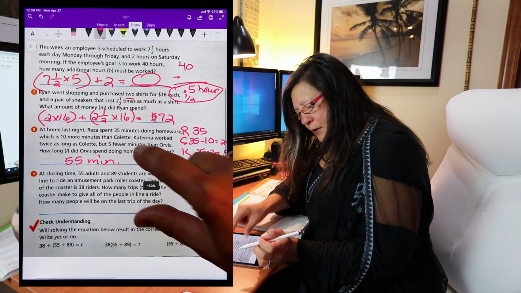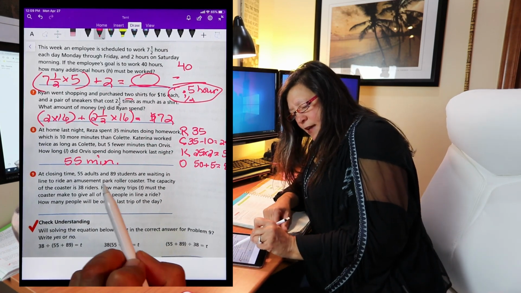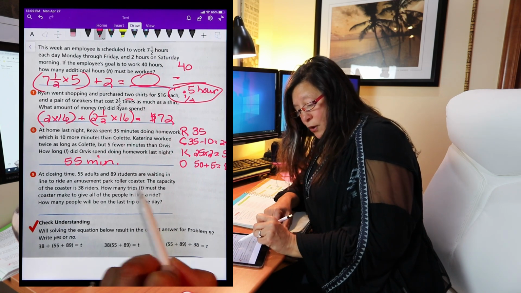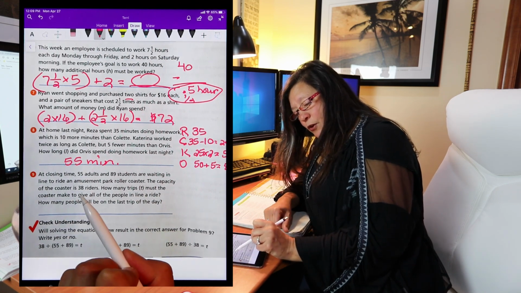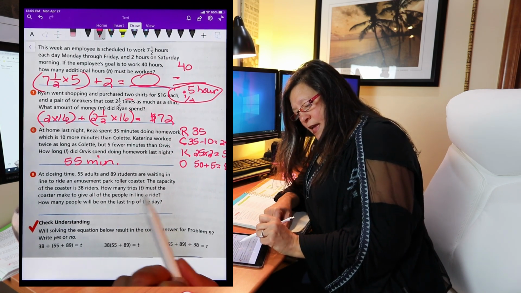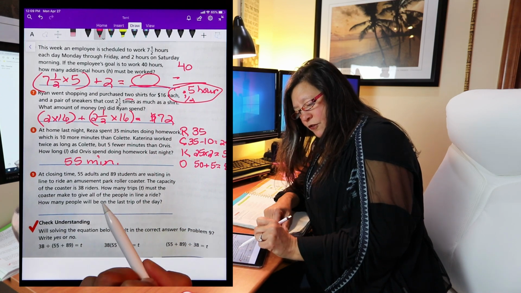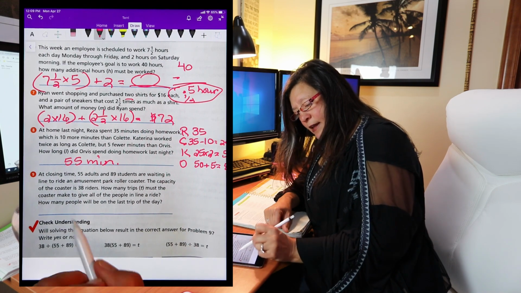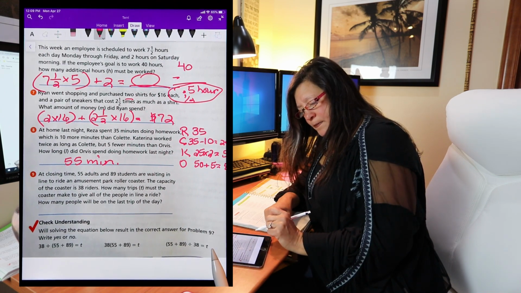Okay, last one here, number 9. At closing time, 55 adults and 89 students are waiting in line to ride an amusement park roller coaster. The capacity of the roller coaster is 38 riders. How many trips must the roller coaster make to give all the people in line a ride, and how many people will be on the last trip?